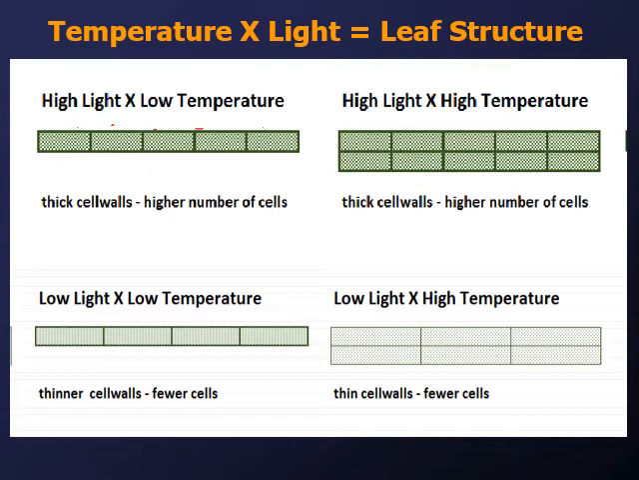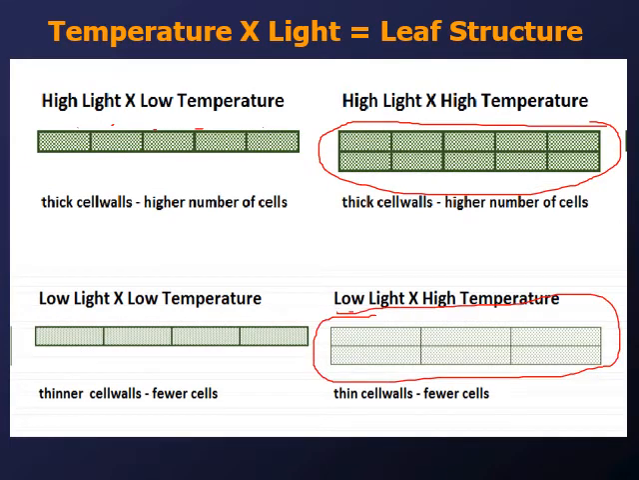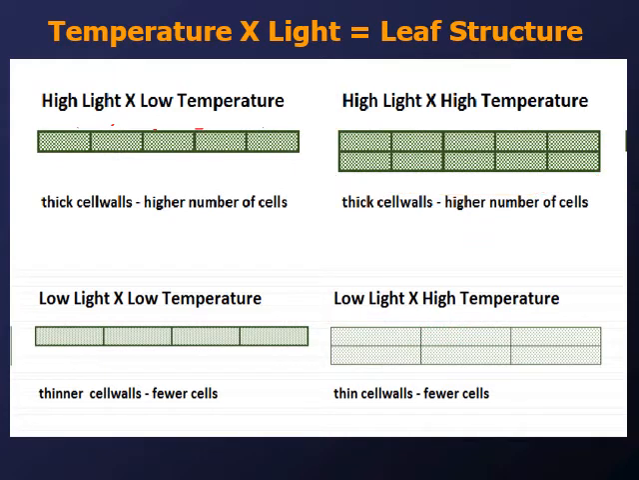So yeah, high light, high temperature, thick, robust cells. Low light, high temperature, thin, weak cells. Now remember, the cell walls are thin because cell walls are made of cellulose, which is made of sugar. And your plant is struggling to make enough sugar to exist at low light, high temperature, because with high temperature, respiration is robbing the plant of a lot of its sugar. So there's very little left to grow cell walls.